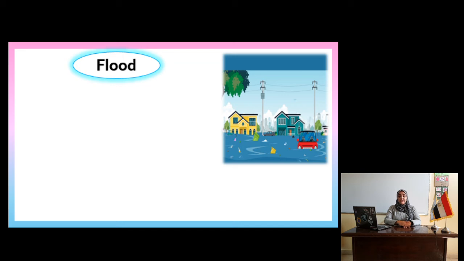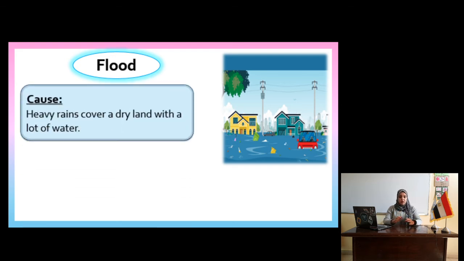The third one is flood. As you can see in the picture here, the flood is the opposite of drought. In a flood, there's a lot of water. The flood happens because of heavy rains, when it rains a lot of the time with a lot of water. The heavy rains cover a dry land with a lot of water.